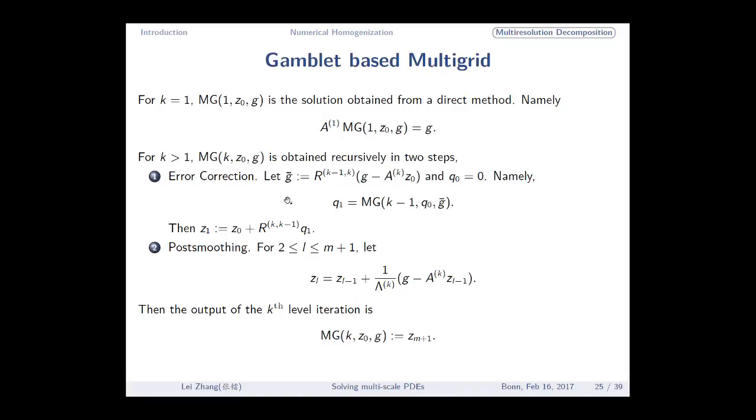At the k equal to 1 level, we just do the exact solution, and for k greater than 1, we do the error correction first. That's basically that you project your error from the k-1 space to the k space. Then you do post-smoothing, and we just choose the simplest, which is the Richardson iteration. This lambda k is the spectral norm of A_k, and the output of the k-th level iteration we call MG_k.